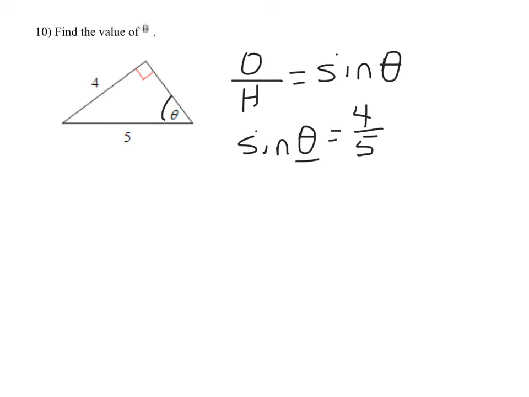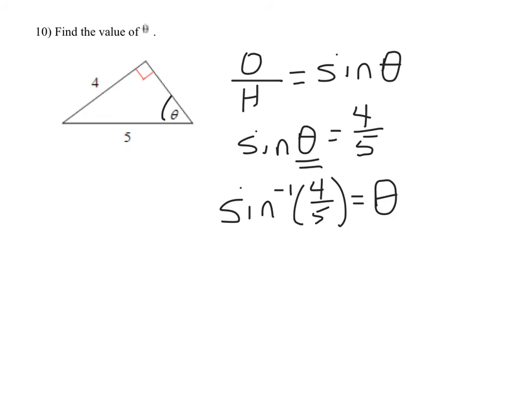But what we want to know is what is theta. So for this, we're going to have to use what's called an inverse sine or an arc sine. In our calculator, we have a button right underneath sine that looks like sine to the -1, but that's inverse. So we have to invert this. So sine inverse, and then we're going to put in our 4/5, equals, and that's going to give us theta.